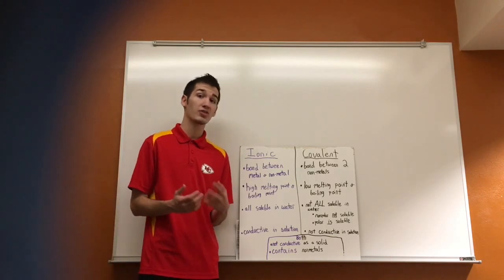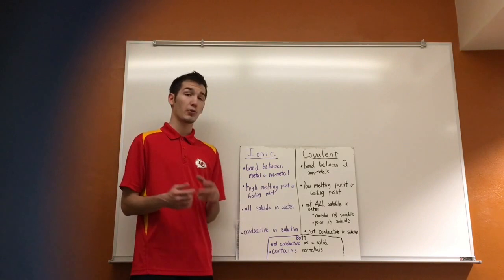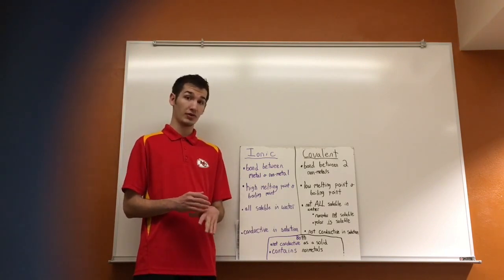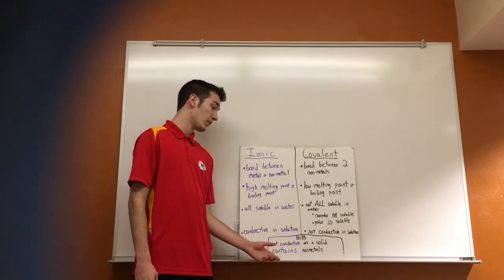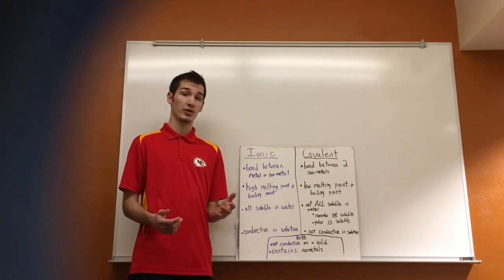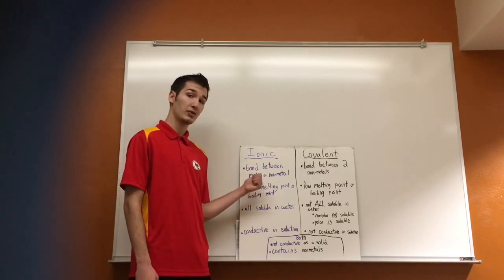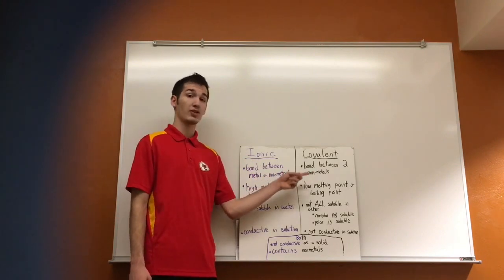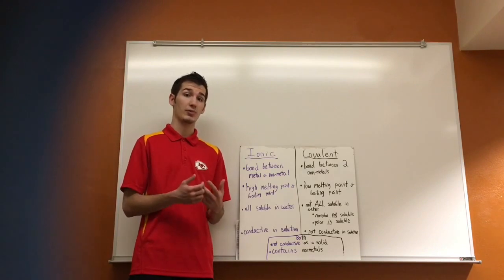Now, these two compounds do have some similarity. Number one, they're both not conductive as a solid. So if they're not dissolved in a solution, they're not going to be conductive. Two, they both contain nonmetals. Remember, an ionic compound is a bond between a metal and a nonmetal, so it contains a nonmetal. Covalent has two nonmetals bonded together. So they both contain nonmetals.